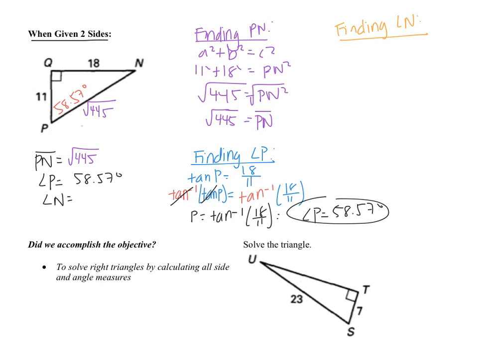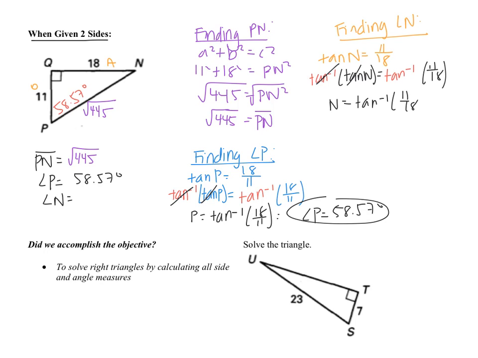Looking at the sides I have in relation to angle N, 11 is the opposite, and 18 is the adjacent. So again, I'm going to be using tangent. So I get the tangent of angle N is opposite, which is 11, over 18, which is the hypotenuse. So again, to break up the tangent and the N, I take the inverse on both sides. So I'm going to take the inverse tangent of N. That's the inverse tangent of 11 over 18. So the inverse tangent and the tangent cancel each other. So I get angle N is the inverse tangent of 11 over 18.